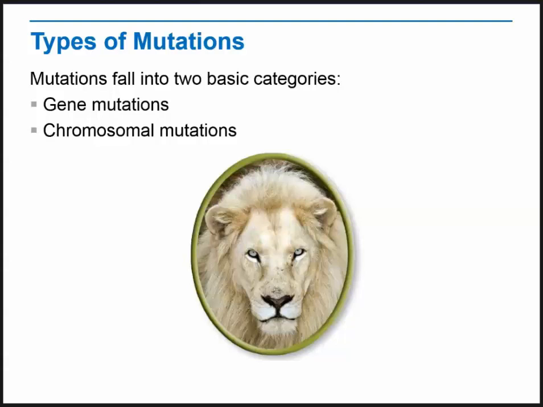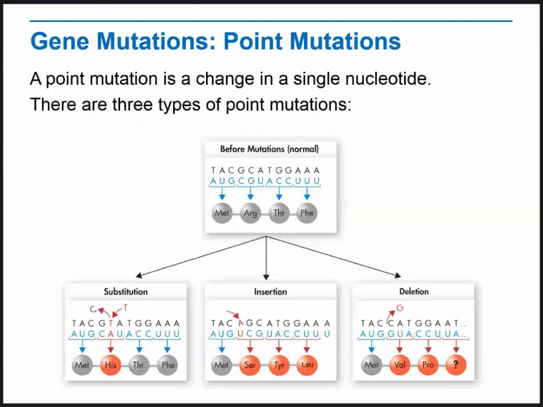Which type of mutation is likely to be more harmful? Chromosomal mutations is likely to be more harmful because many genes are found on one chromosome. Let's take a look at these types of mutations.